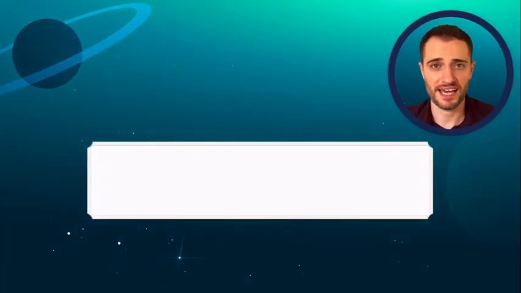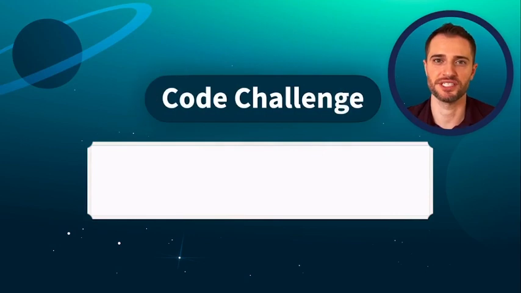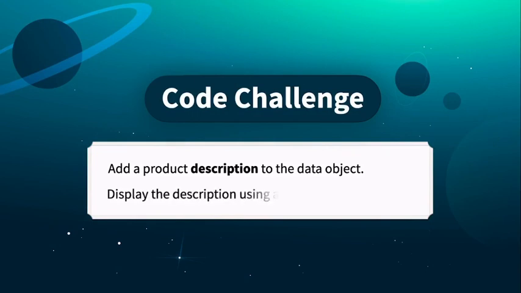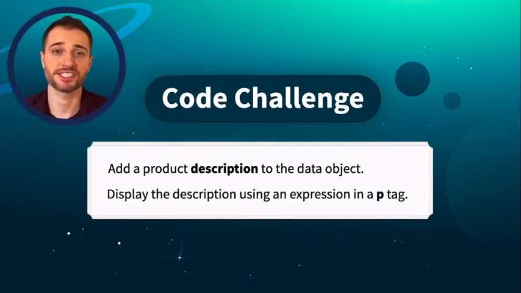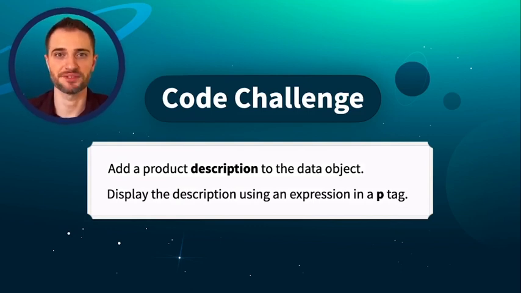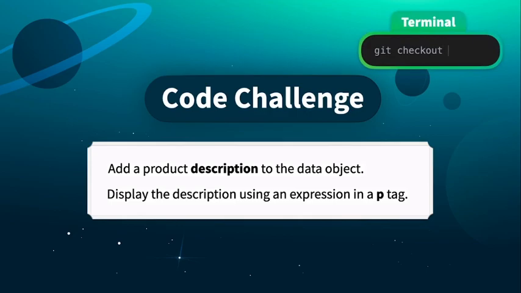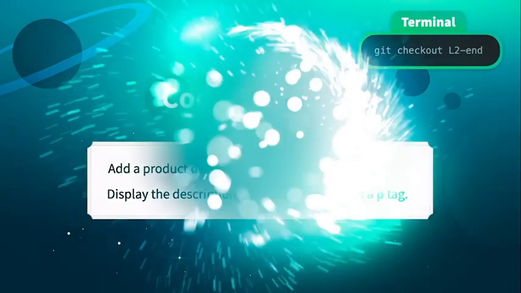And that brings us to the end of the lesson and to our first coding challenge. Now, you'll want to add a product description to the data object, then display that description using an expression within a p tag. You'll find a link to the challenge's solution code below this video. As a reminder, if you're coding along with our repo, you can check out the ending code as well. So for this one, it would be L2-end.